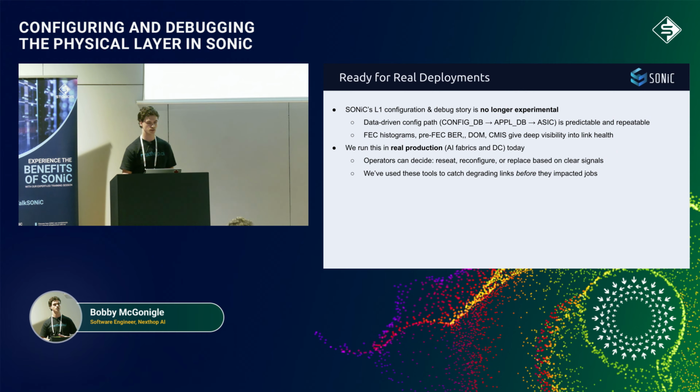So I'll start ending with how the L1 story is no longer really experimental in SONiC. There is enough there to be able to debug these links. There's a data-driven config path. We have tools like FEC histogram, CMIS state dumps, pre-FEC BER, being able to read the DOM and all the stuff from the DSP on the transceivers. We do run this in real production today, where operators can decide to reseat, reconfigure, or replace modules on clear signals from these commands.